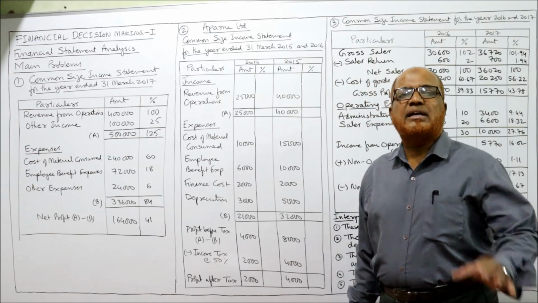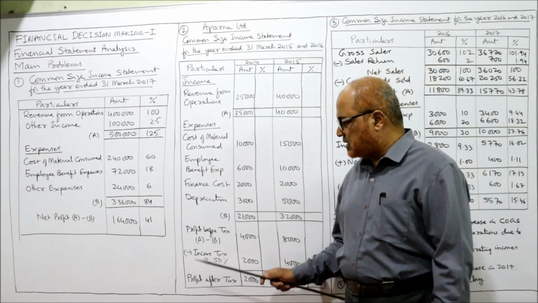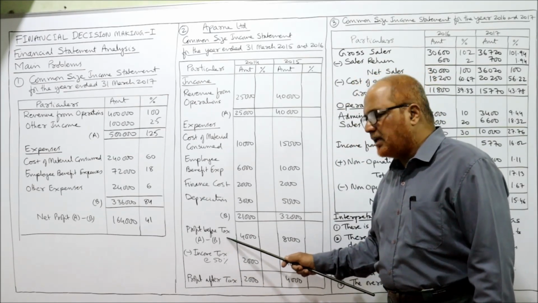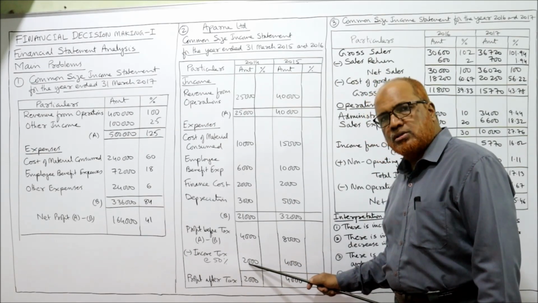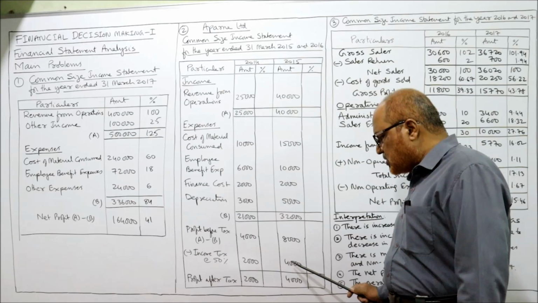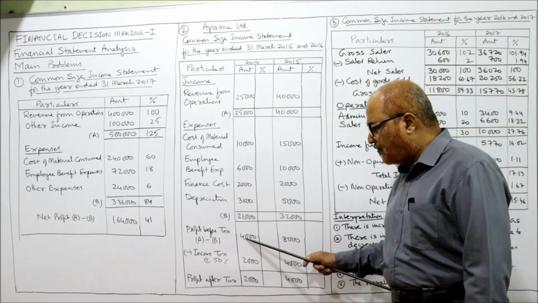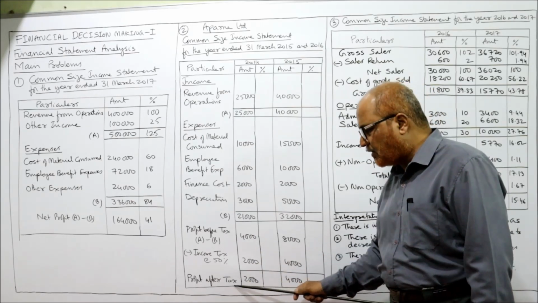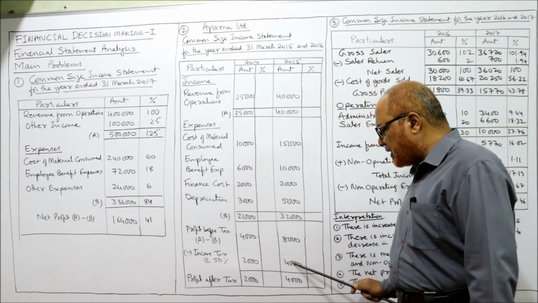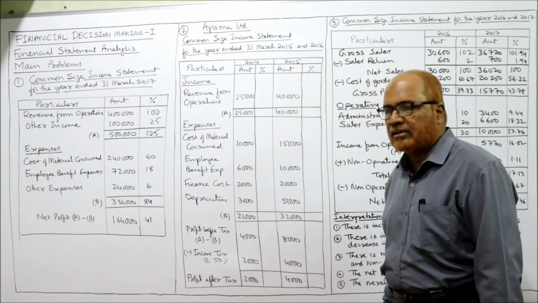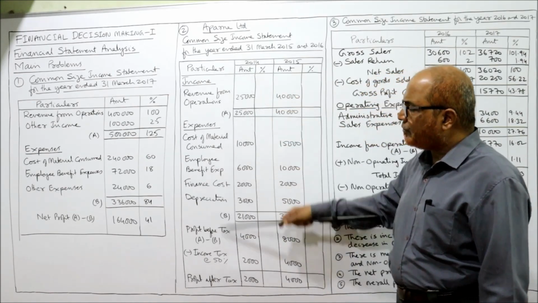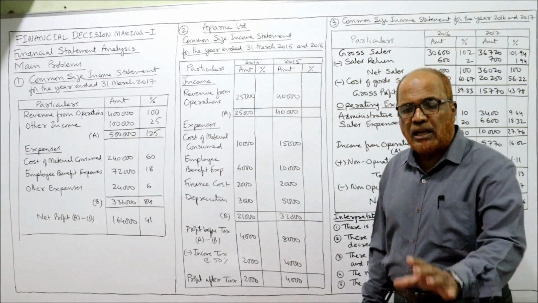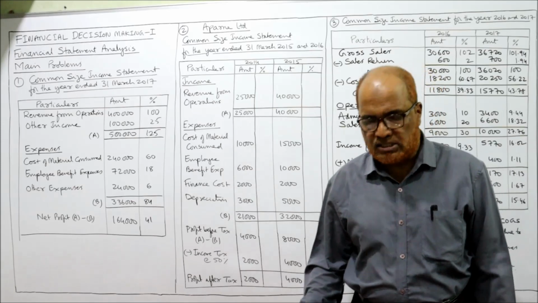It is given in the problem the tax rate is 50%. So from PBT we are deducting the tax. 50% of 4,000 is 2,000. 50% of 8,000 is 4,000. Now subtract, 4 minus 2, 2,000 is the profit after tax. Here also 8 minus 4 is 4,000, profit after tax. That's all. So whatever data is given in the problem, I have taken in this format. Now I have to calculate the percentages.